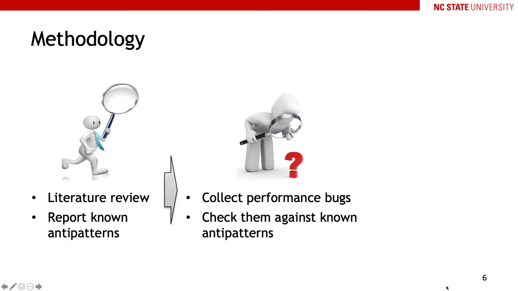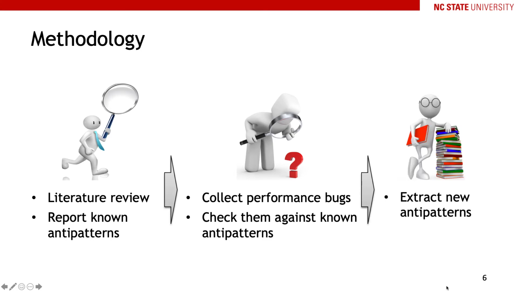Next, we collect performance bugs from well-known real-world direct accessing web applications and study all sorts of information related to each bug, such as discussions, patches, and code. We then use the known anti-patterns to match with our collected bugs. For bugs that cannot be matched with any anti-pattern, we further extract new performance anti-patterns based on them.